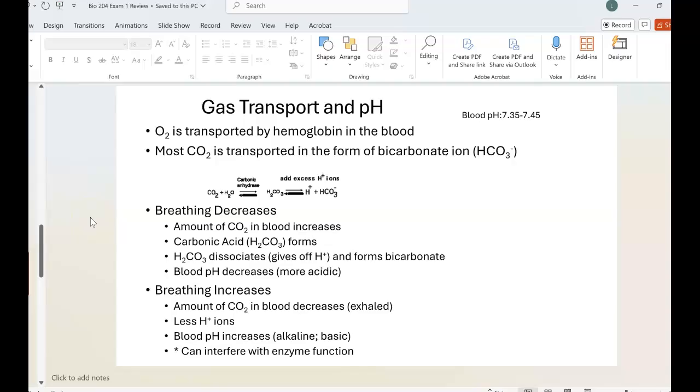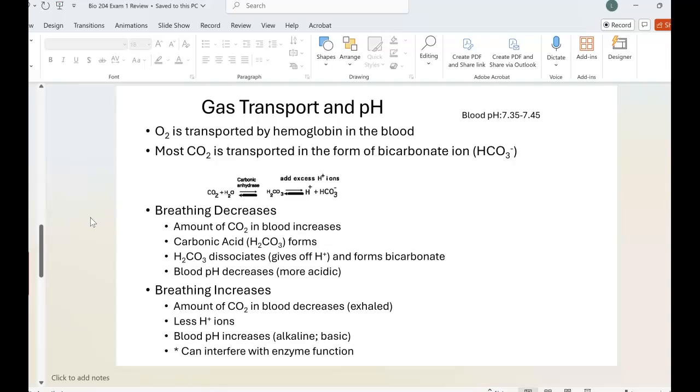Now, as a waste product of cellular respiration, we know that we are going to generate carbon dioxide. We have to get rid of that carbon dioxide. Carbon dioxide plays a role in our blood pH. So we talked a little bit about our blood pH. So it's around 7.4. Our body does not like to go below 7.35 or above 7.45. So most of our carbon dioxide is going to be transported in this bicarbonate carbonic acid system, which acts as a buffer system to help keep our pH stable.